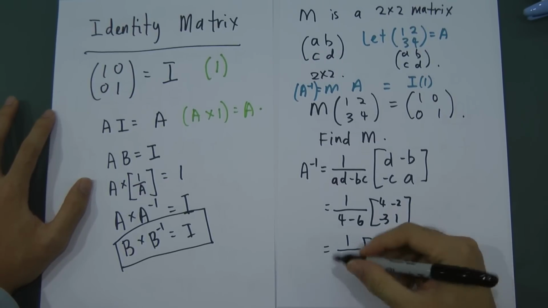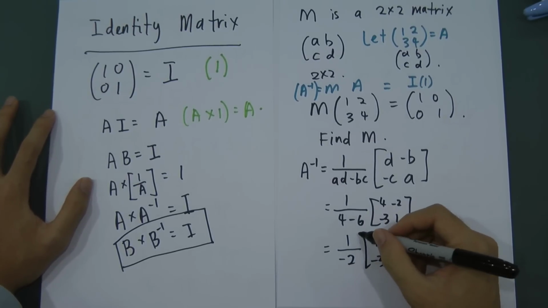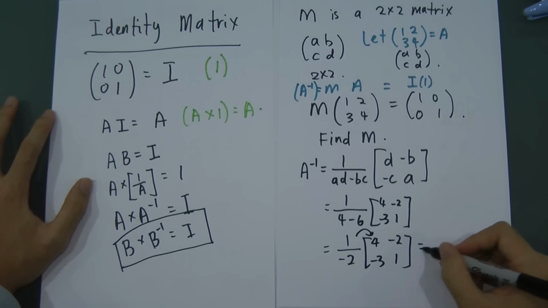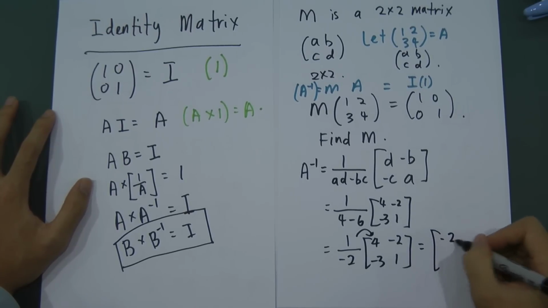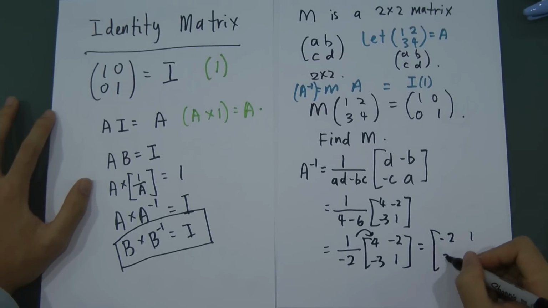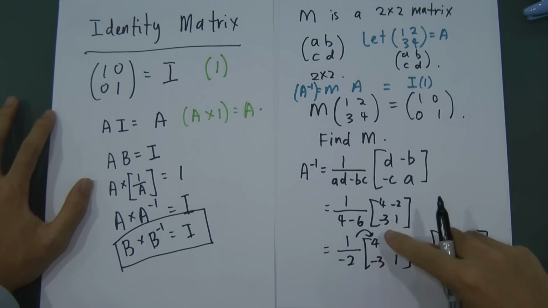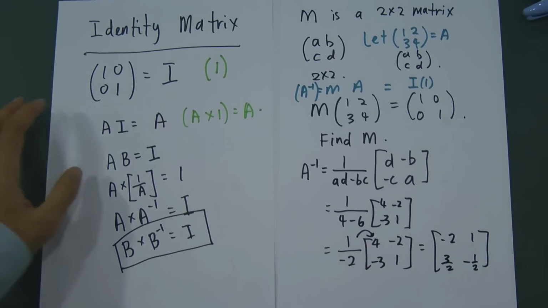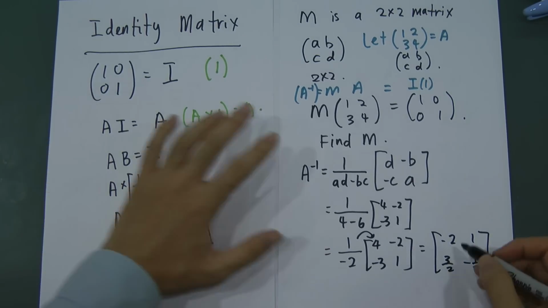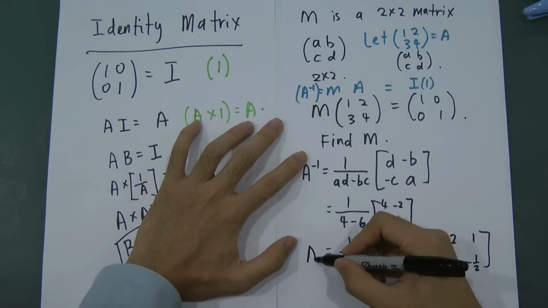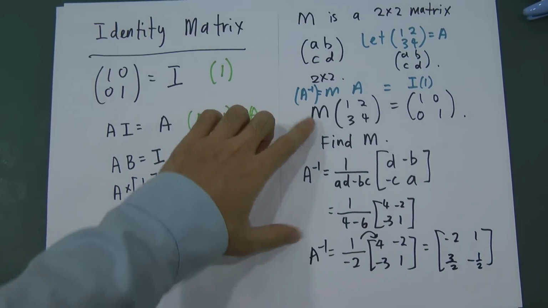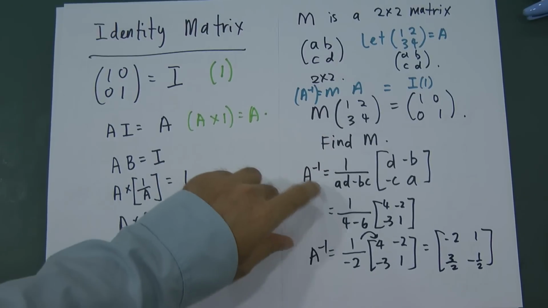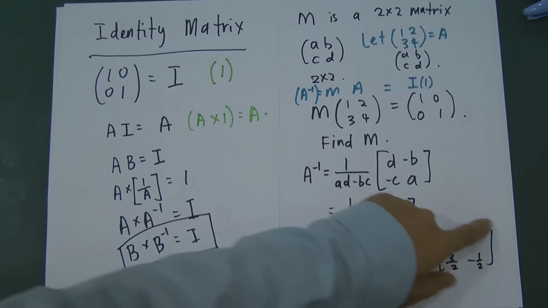And then 1 over negative 2, this is a scalar, right? You have to multiply it into all of the entries. So therefore, you got negative 2, 1, 3 over 2, negative 1 over 2, after you multiply negative 1 over 2 to all of it. Therefore, this is A inverse. I say M is actually the same as A inverse, right? So this is the matrix for M as well.